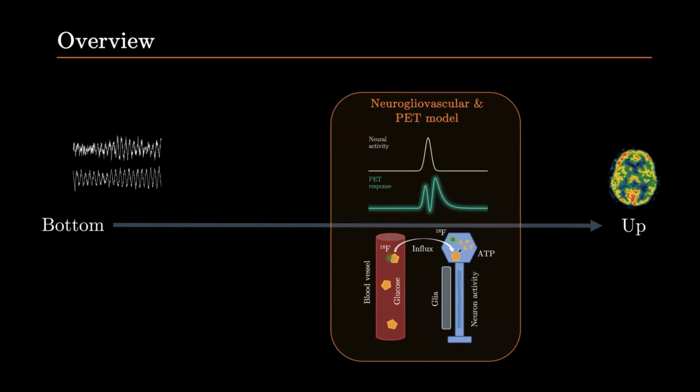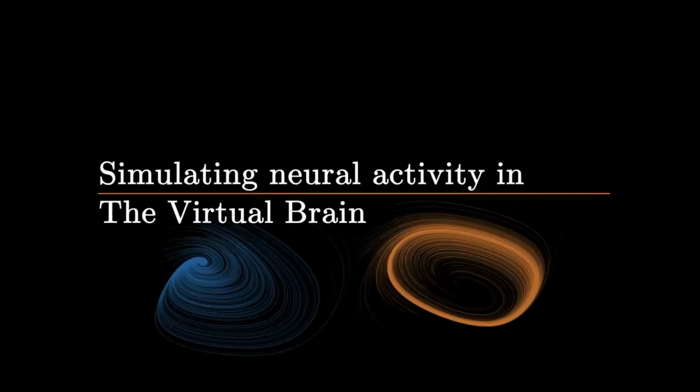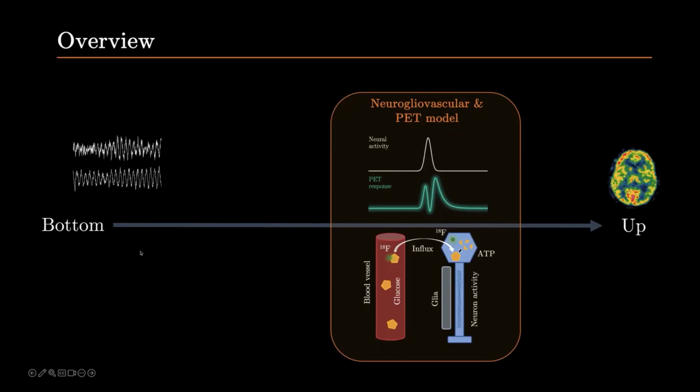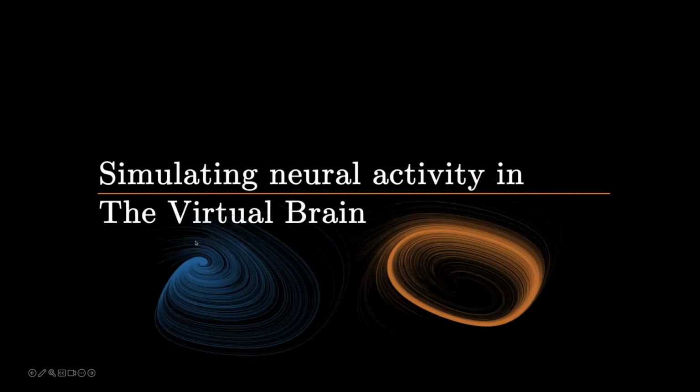I have skipped a little bit of detail on the left side of this pipeline, where we have the neural activity. This neural activity, we of course cannot access the neural activity of arbitrary brain regions to large detail using imaging. So in this situation, we will use the virtual brain simulations to produce this raw neural activity. So simulating neural activity in the virtual brain.